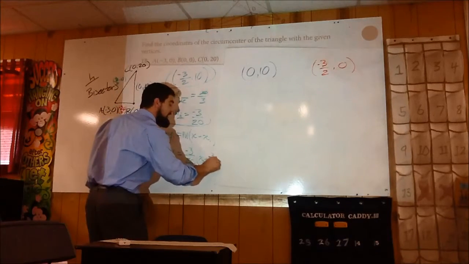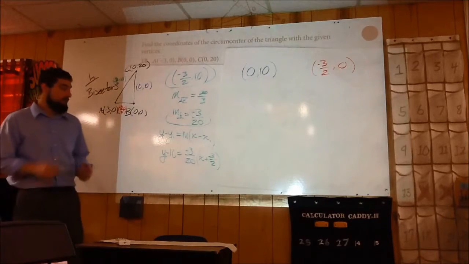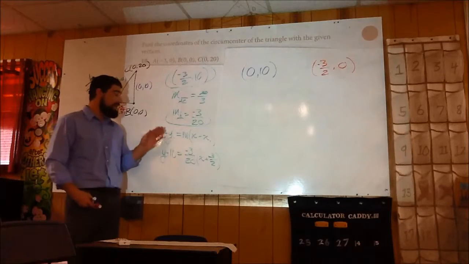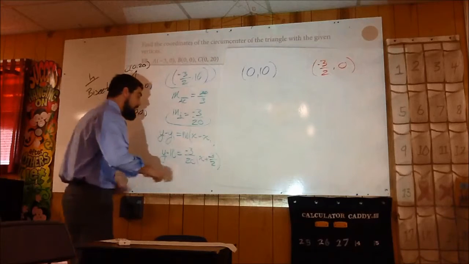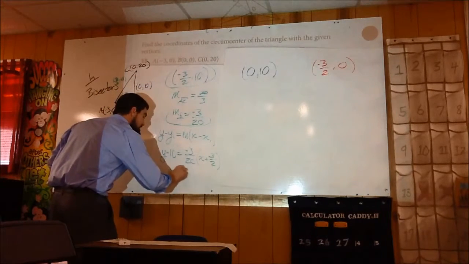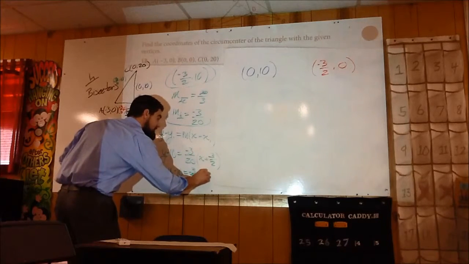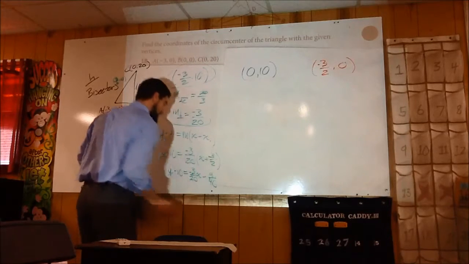Whenever you subtract a negative value, that's like adding a positive. So I'm going to switch that sign to positive. What's the very first thing I have to do after I plug in my values? You have to distribute. You have to get rid of those parentheses. So this is going to be y minus 10 is equal to negative 3/20 x minus 9 over 40.